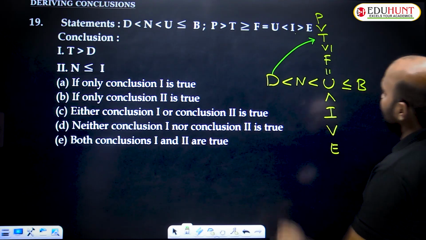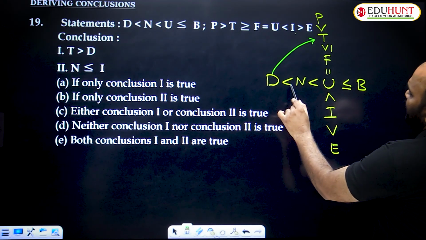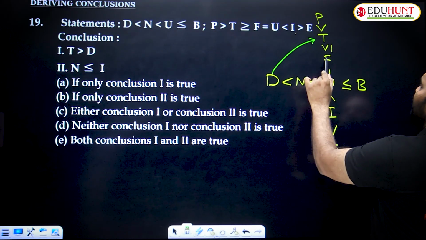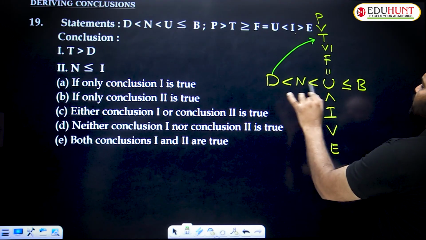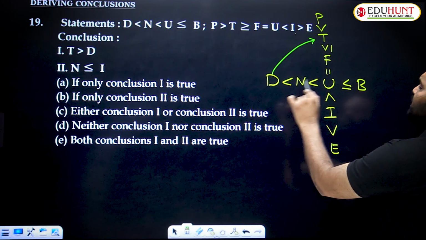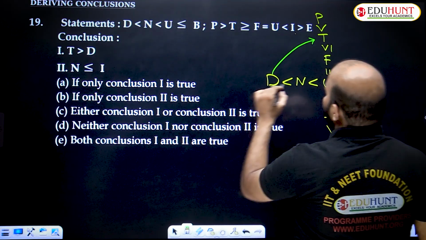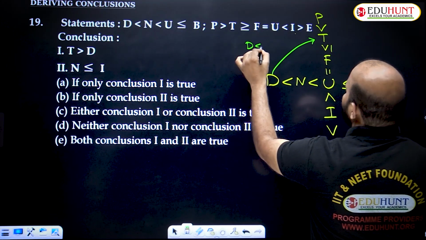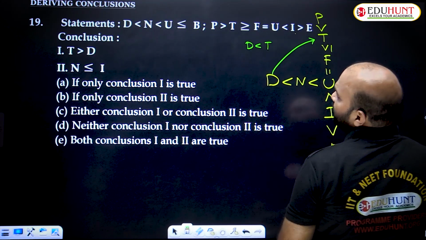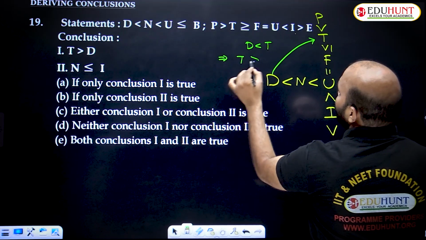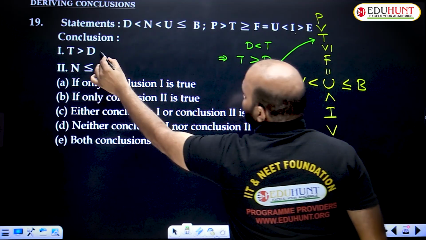So what is the symbol? This is less than. D is less than N, N is less than U, U equals F, F is less than or equal to T. In that multiple comparison, if one single symbol appears, that will be taken as final. So finally, D is less than T. It can be written from T, T is greater than D. So the first one is true.